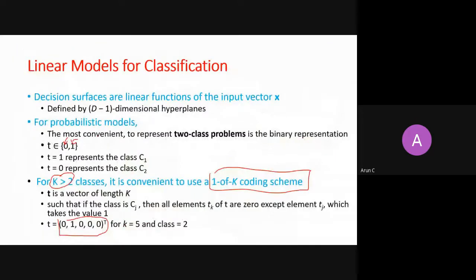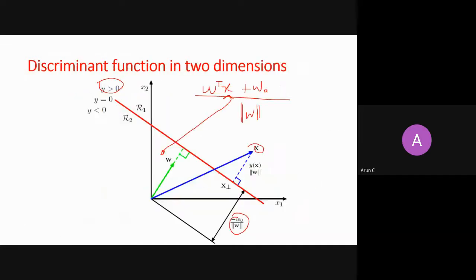Then I said that for probabilistic modeling, if there are two classes, C1 and C2, it is always convenient to take C1 as 1 and C2 as 0 for labeling. For example, if you have dog and cat, you always label dog with 1 and cat with 0. If you have more than two classes, you can show it by one-hot vector encoding, which is also known as the one-of-k coding scheme. And this is all an old lecture we have discussed in detail.